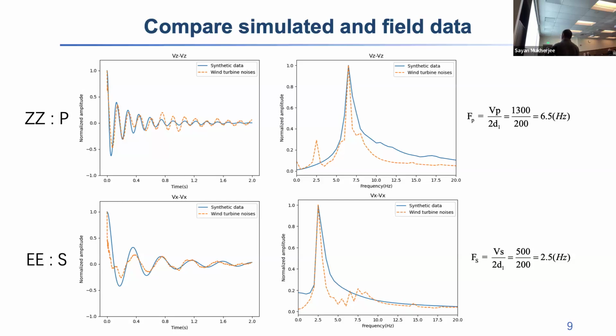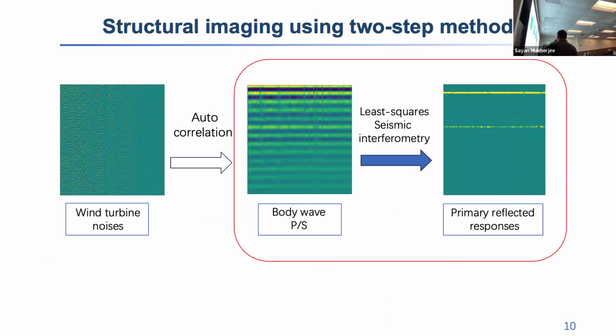For the Z component, we get P. And there's a similar situation for the S wave. Because the velocity is decreased for S wave, the dominant frequency is also decreased from 6.5 to 2.5. Okay, for now, we verified that we can retrieve the body wave, and we know this periodic signal is just the multiples. So how can we remove this multiple? Next, we will focus on the second step to see how we can remove this multiple and figure out the subsurface structures.